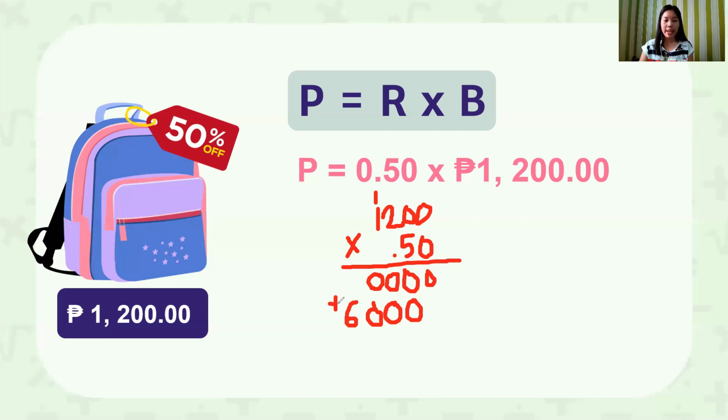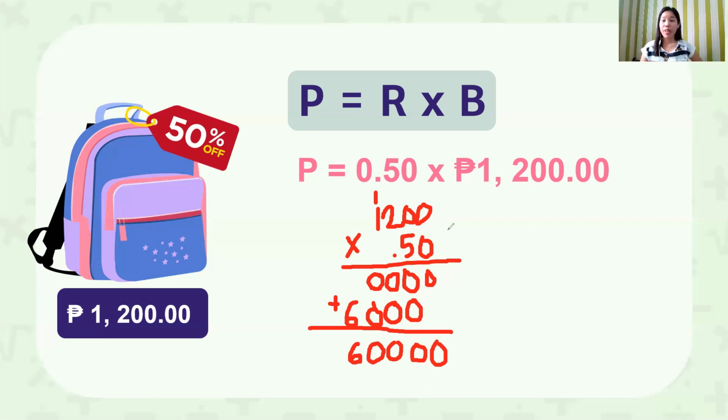Let us add them out. Bring down 0. 0 plus 0 is 0. 0 plus 0 is 0. 0 plus 0 is 0. And bring down 6. You see, we multiply decimal numbers the same way we multiply whole numbers.